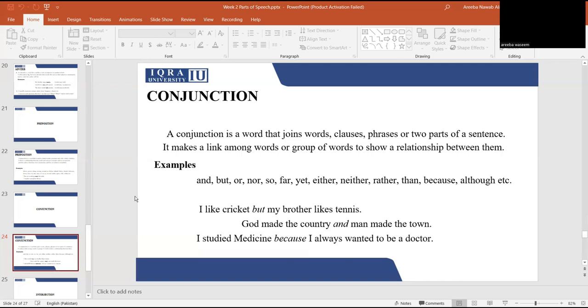So what is a conjunction? Like, I like cricket, but my brother likes tennis. These are two different sentences. These are two independent sentences. Okay. We are going to cover what is an independent sentence, but let me just give you a review right now also. Do any of you know what is an independent sentence, by the way?